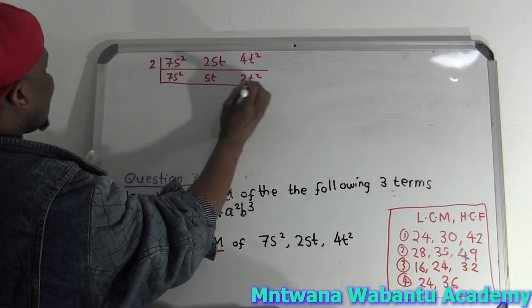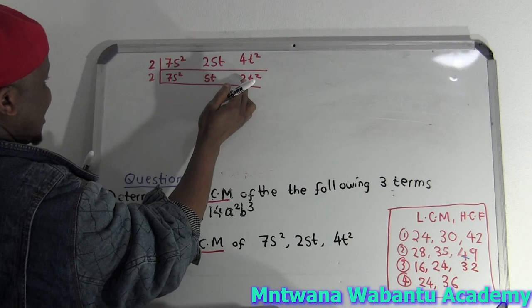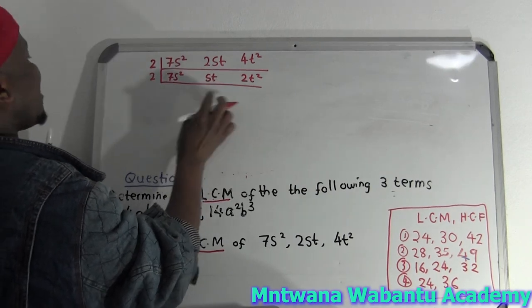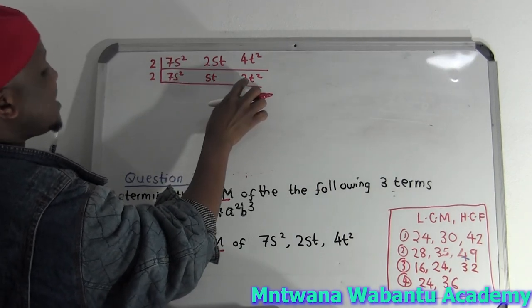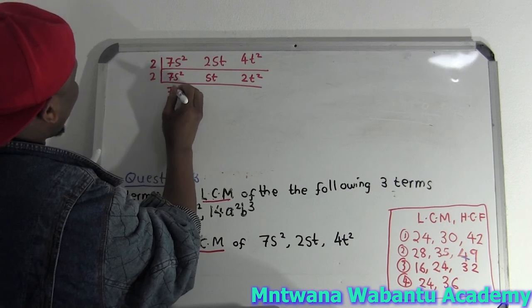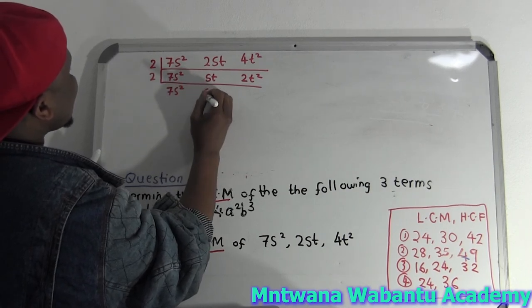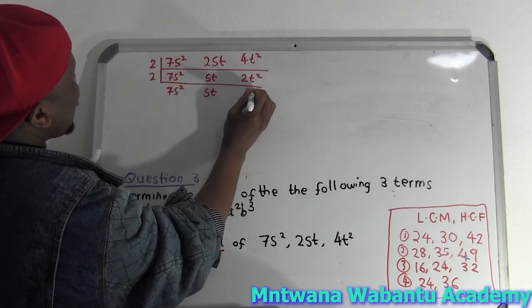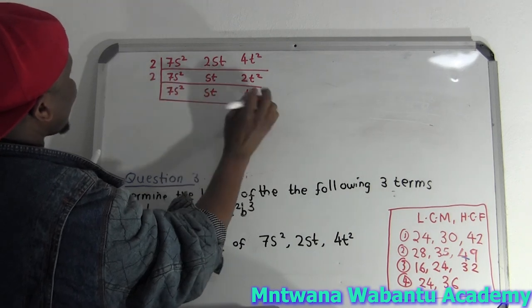Now, still, we can use 2 again, because we see 2 here. You know what I'm saying? We see numbers that can be divisible by 2. So this is going to stay the way it is, and this stays the way it is. Here it's going to be only 1t squared, because 2 went out.